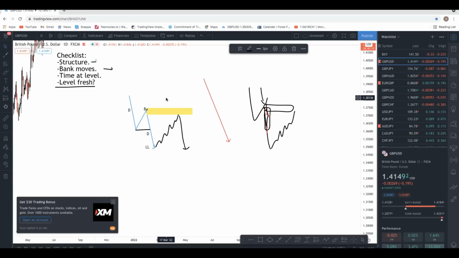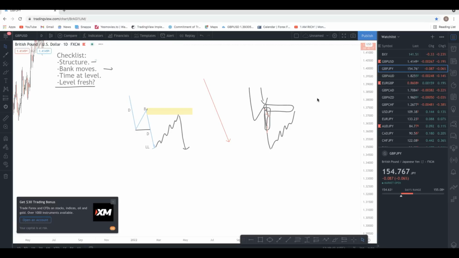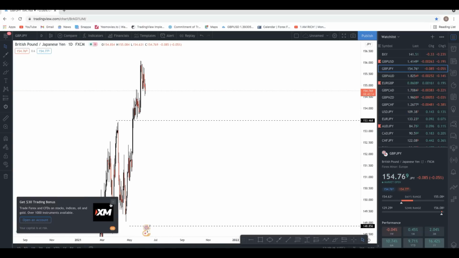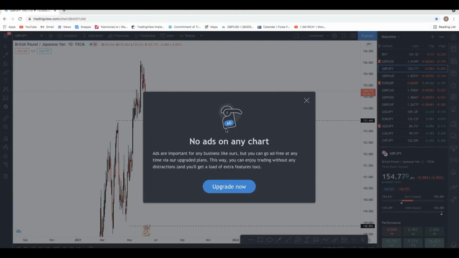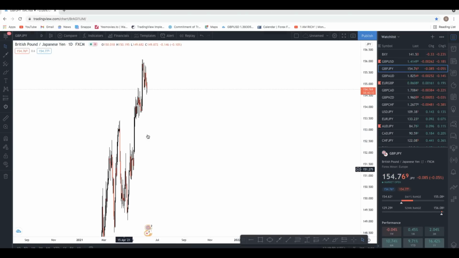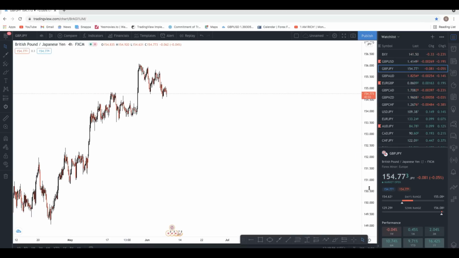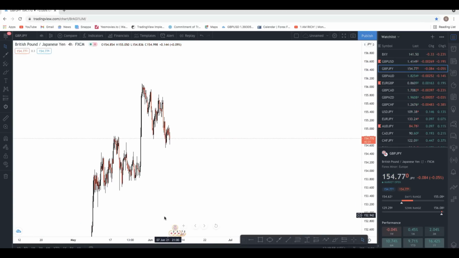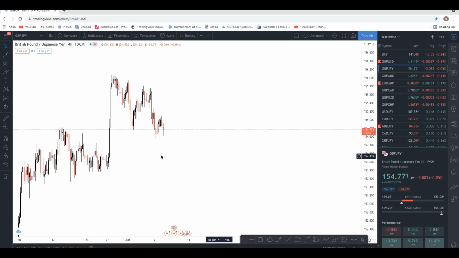So let's be practical. We're going to look at some pairs. And number one, remember there are a lot of things. You also need to understand your higher time frame structures. That is very important. You definitely need to understand what is happening in your higher time frame. So here's something very easy.